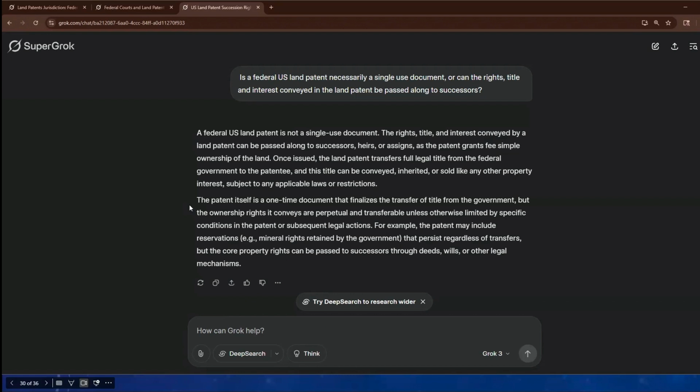The patent itself is a one-time document that finalizes the transfer of title from the government, but the ownership rights it conveys are perpetual and transferable unless otherwise limited by specific conditions in the patent or subsequent legal actions. For example, the patent may include reservations of mineral rights retained by the government that persist regardless of transfers, but the core property rights can be passed to successors through deeds, wills, or other lawful mechanisms. Okay, so the trolls out there are wrong, according to Grok, and there's plenty of evidence for that. But this was a nice, tidy answer to a simple question.